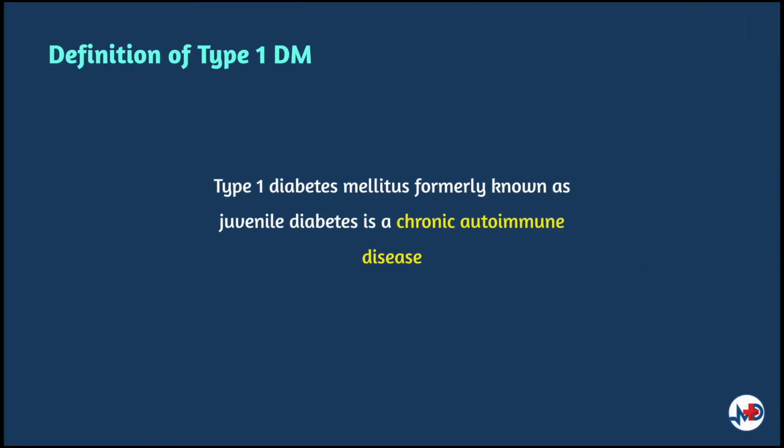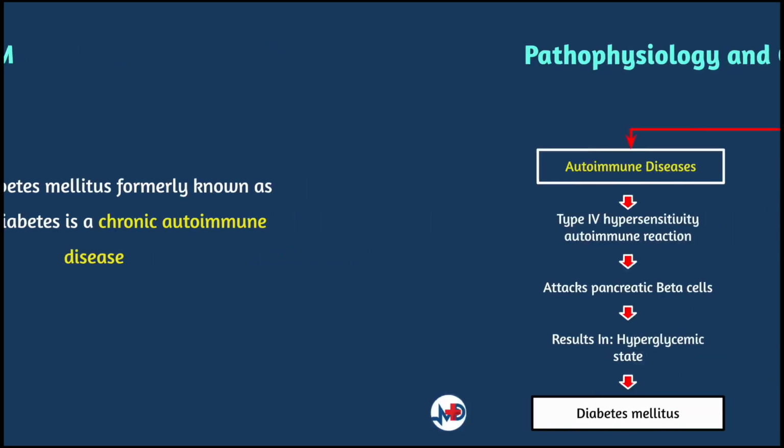Type 1 diabetes mellitus, formerly known as juvenile diabetes, is a chronic autoimmune disease. The word diabetes was derived from the Greek word meaning siphon, to pass through, while mellitus is a Latin word meaning honeyed or sweet. The pancreas, which contains beta cells, produces insulin which moderates the glucose level in the blood. Owing to immune-mediated destruction of these cells, an individual goes through a state of absolute insulin deficiency and subsequently hyperglycemia.